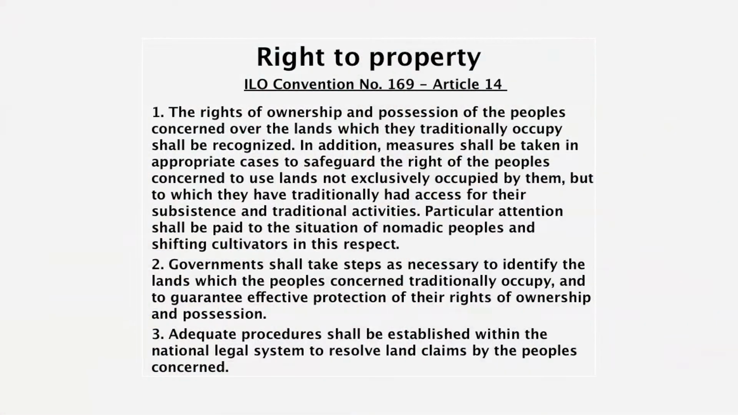The International Labor Organization has passed Convention 169, which addresses Aboriginal or Indigenous people's rights. And in that, Article 14 talks about the right of ownership and possession over lands that they traditionally occupied should be recognized. Particular attention should be paid to situations of nomadic peoples. And it's interesting that in the BC Court of Appeal's decision in Chilcotin, this was one of the things that they highlighted. They highlighted the fact that the Chilcotin people were nomadic. And because they were nomadic, it somehow undermined their right to hold ownership of land.